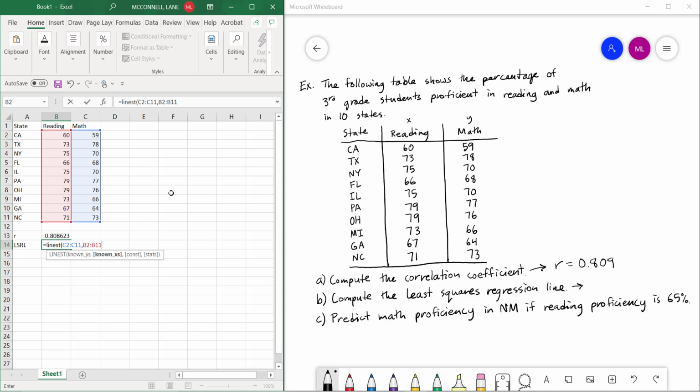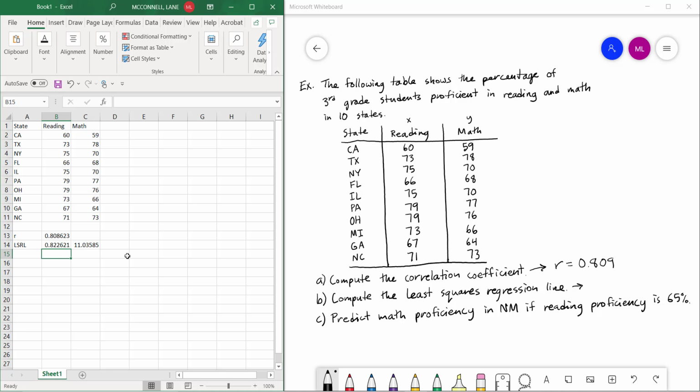These options are not required. I'm just going to close my parentheses and hit enter. And notice it gives us two different values. One of them is the slope of our line, and the other one is the y-intercept of our line.